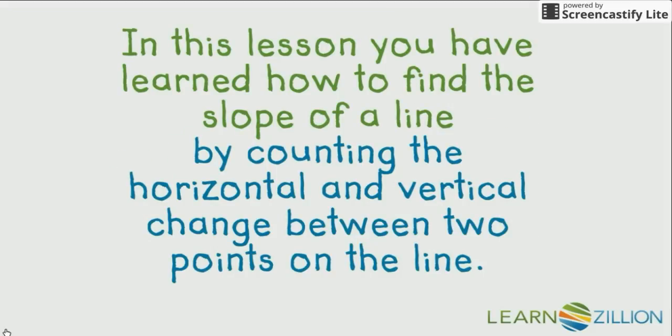In this lesson, you have learned how to find the slope of a line by counting the horizontal and vertical change between 2 points on that line.